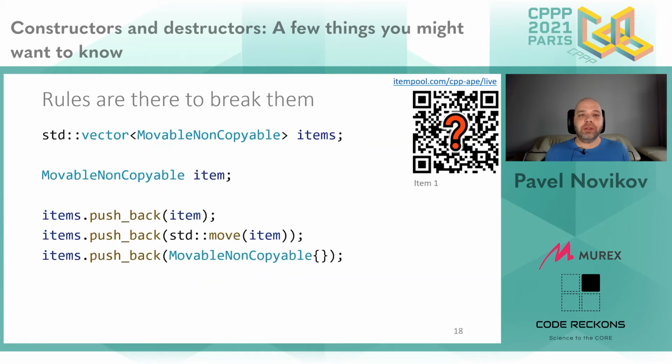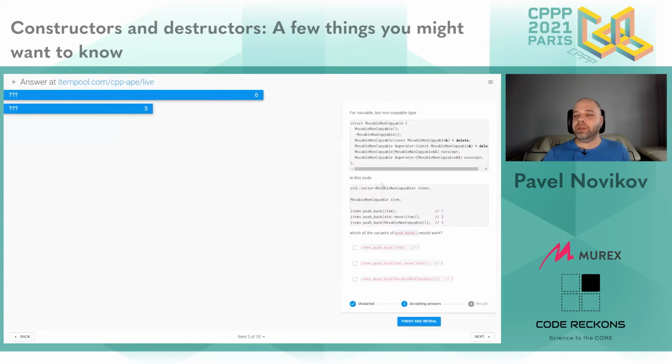So now the question is, having that movable, non-copyable type and an object of that type, we want to add that item or some other object of that type to a collection, in this case, vector. And the question is, which of these push operations will work? Please head over to the quiz site and let's see what answers we have now. And we have a strong preference for one of them. And I will reveal the answer now.